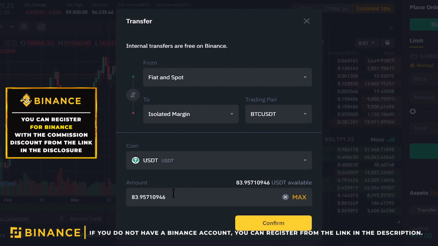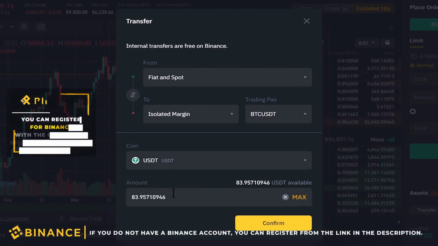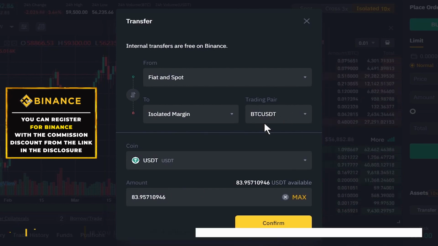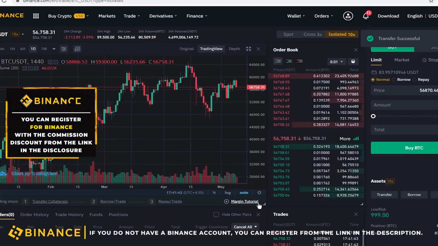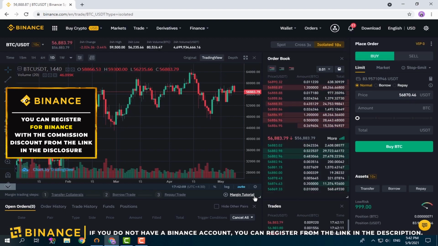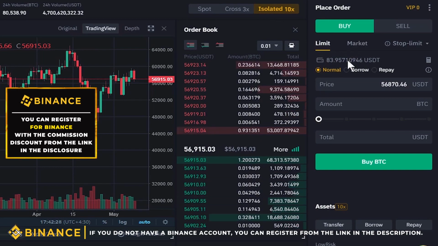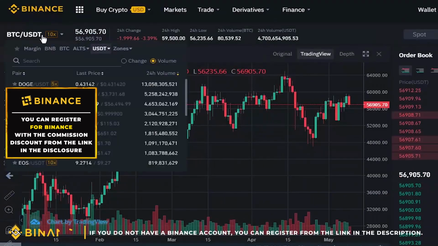Pay attention that we are transferring to isolated margin wallets, so this initial fund or margin or collateral that we are transferring is specifically for this trading pair that we have selected here. Let's click on confirm. Transfer successful, and here it is. As you can see, we have something like 83 USDT for trading the BTC USDT pair.